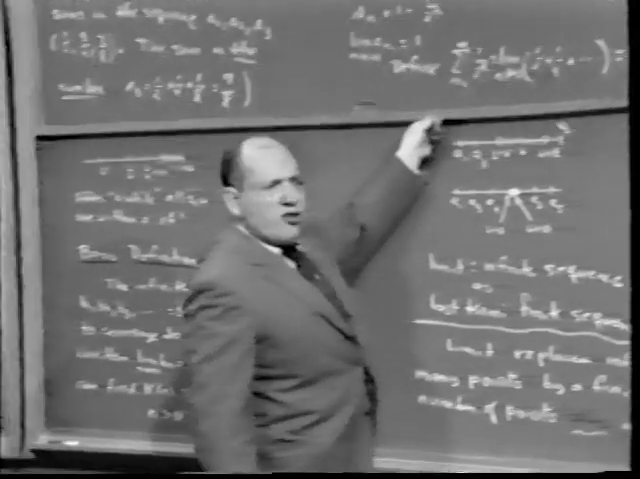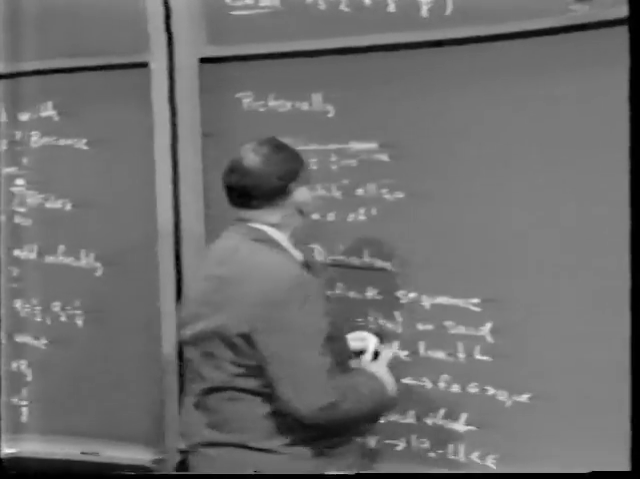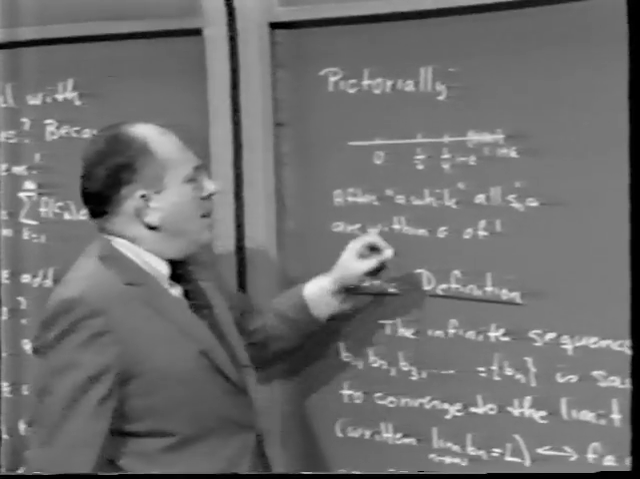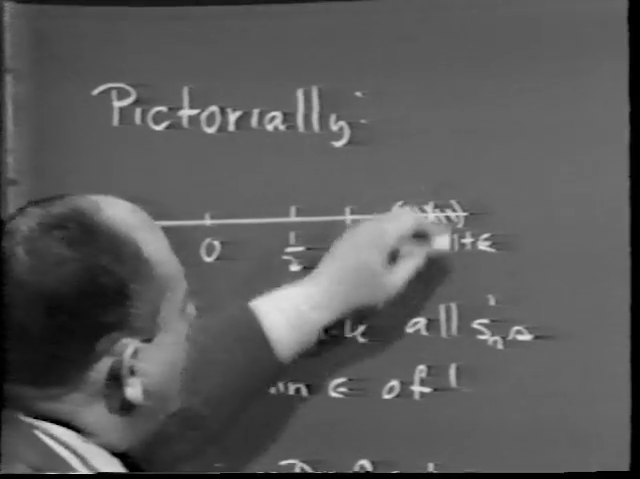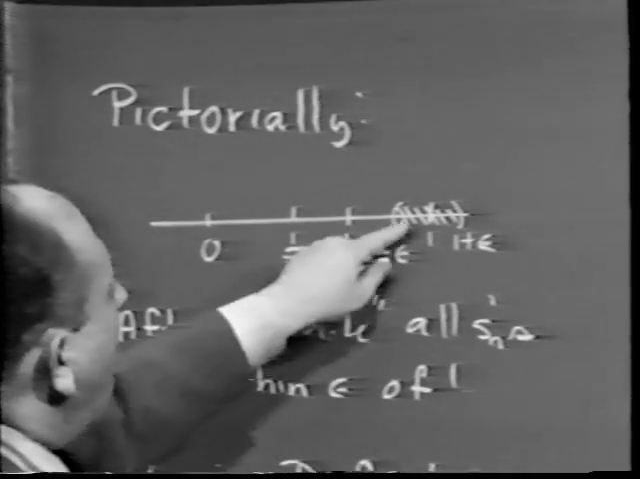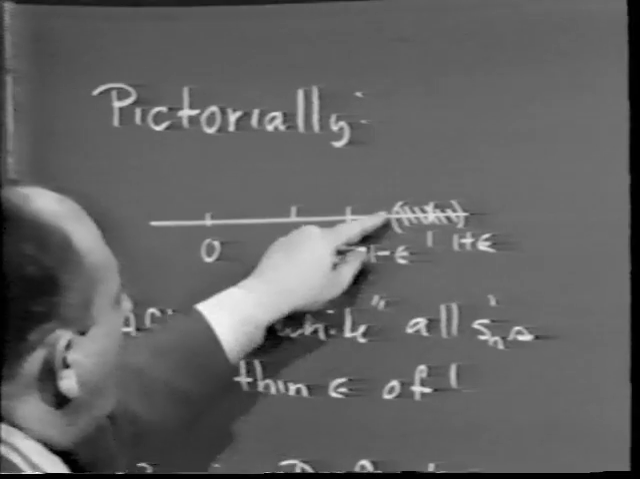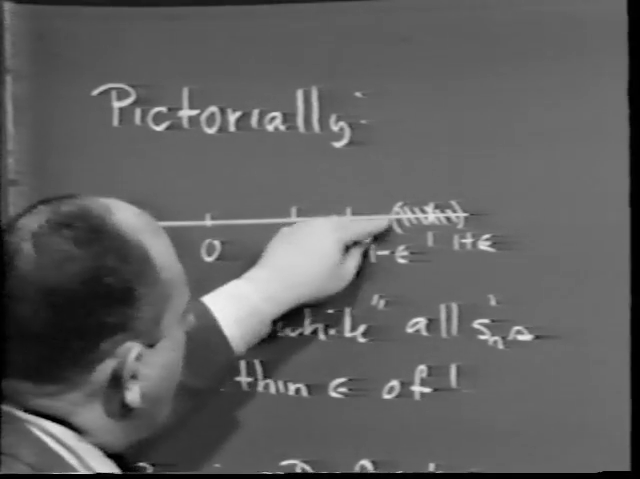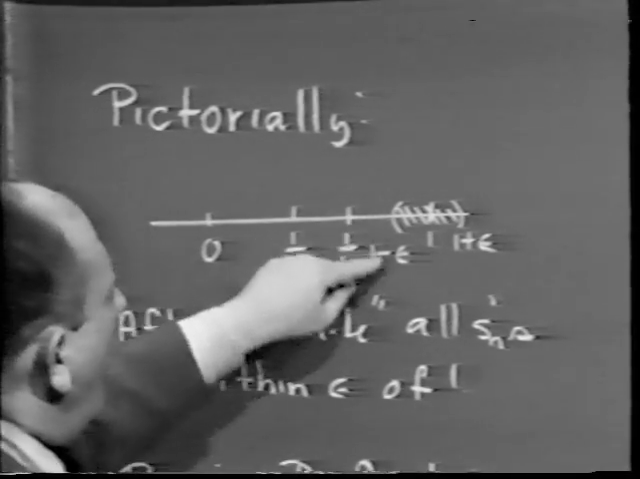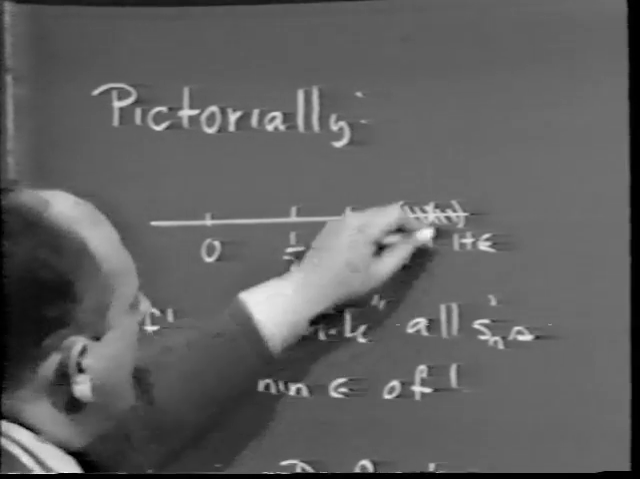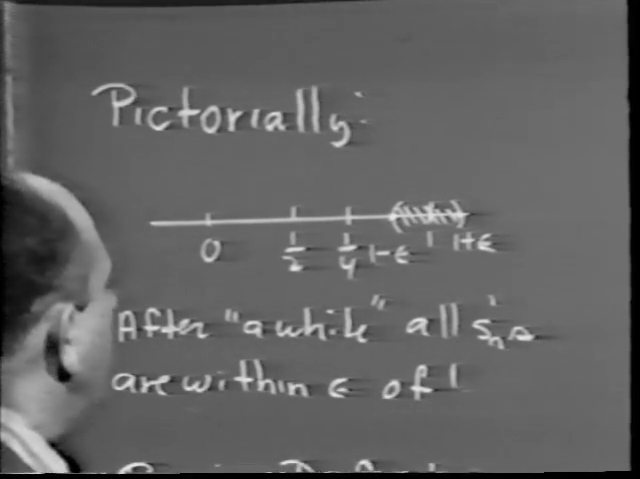And because this may seem a little bit vague to you, let me give you a pictorial representation of the same thing. You see, what's happening here is this. Draw a little circle around 1 of bandwidth epsilon. In other words, let's mark off an interval epsilon on either side of 1. And let's call this point here 1 minus epsilon. Let's call this point here 1 plus epsilon.